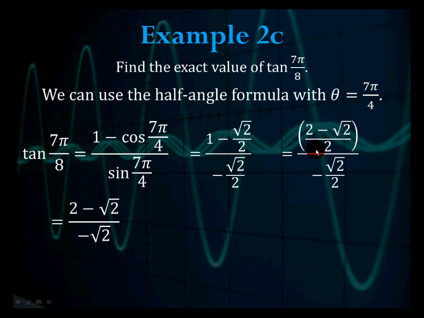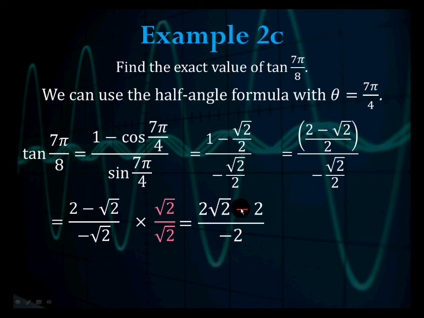Now let's multiply the top and bottom by 2, and we get 2 minus root 2 all over negative root 2. Now we have to get rid of the radical from the denominator, so let's multiply the top and bottom by root 2, and we get 2 root 2 minus 2 all over negative 2. Now we divide both terms by negative 2, and you get 1 minus radical 2. So that's the answer to 2c. Find the theta by doubling the original expression, and then plug the values into the half angle formula for tangent.